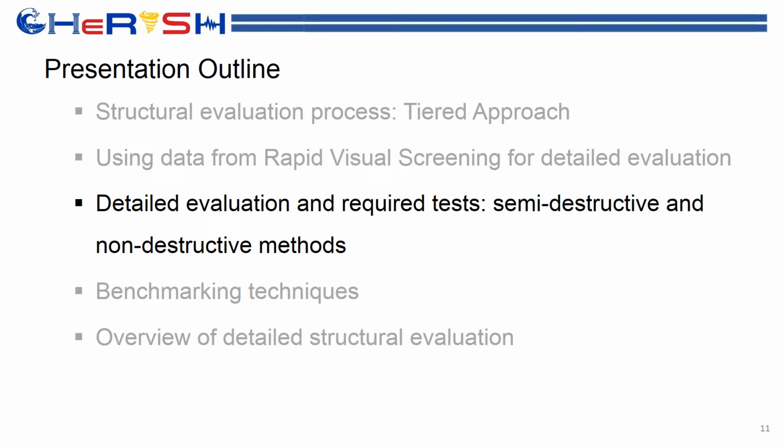After conducting the rapid visual screening, it should help us to identify the necessary tests that we need to perform in order to further determine the causes of these observed defects, or what we call damage, or probably deterioration. So that is the topic that I would like to talk about today: what are the required tests that we should perform in order to do a detailed assessment.